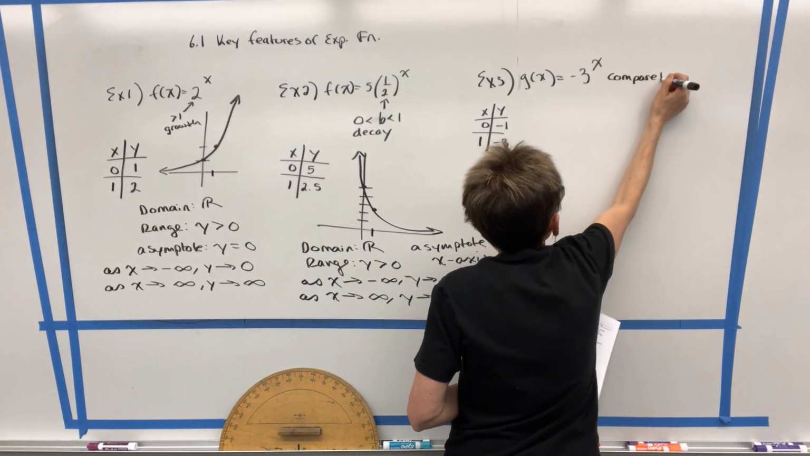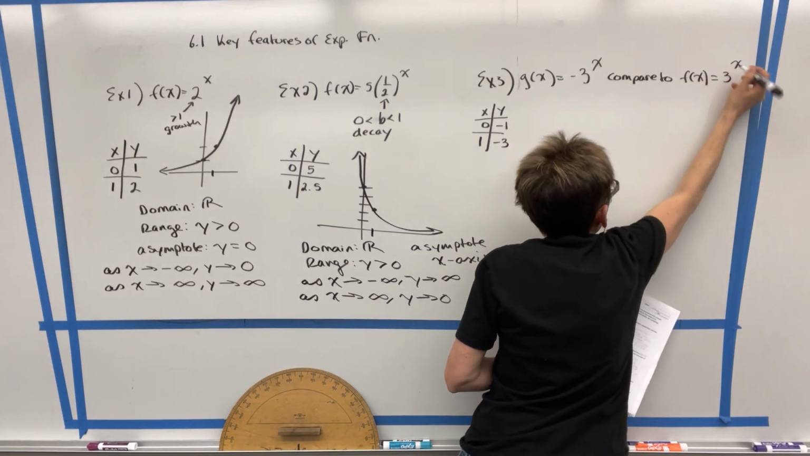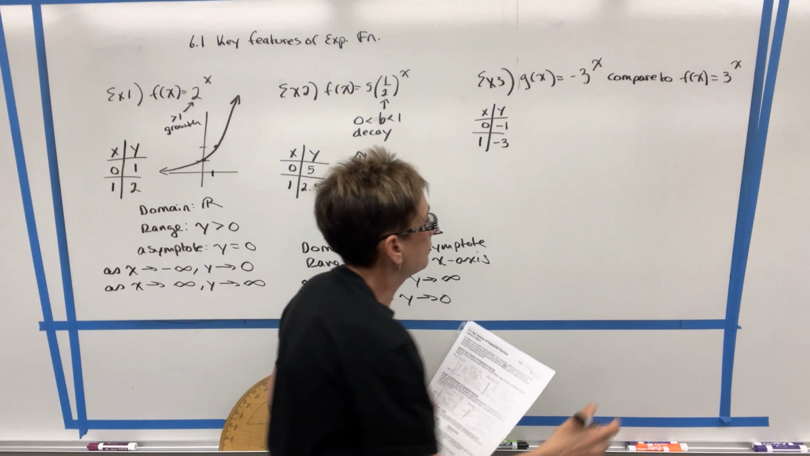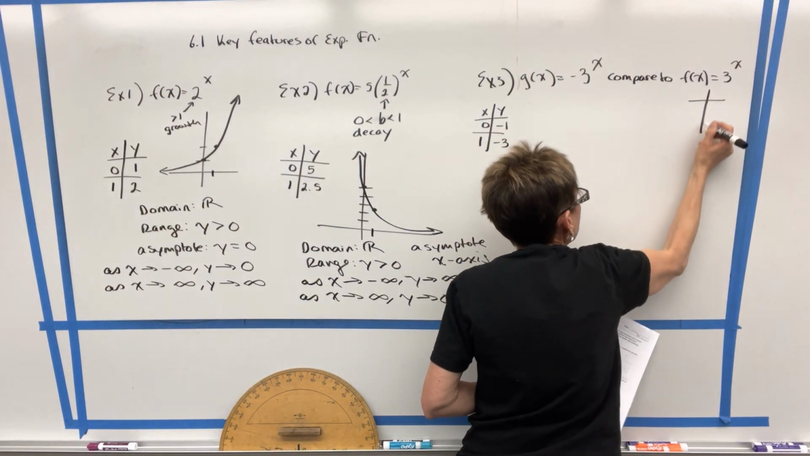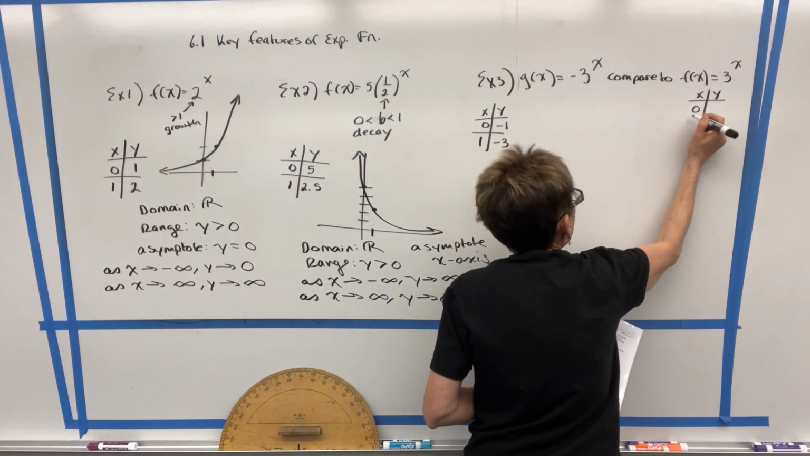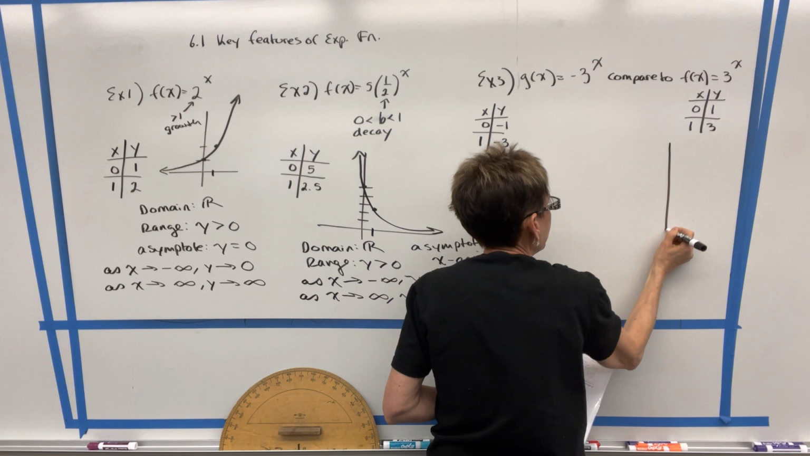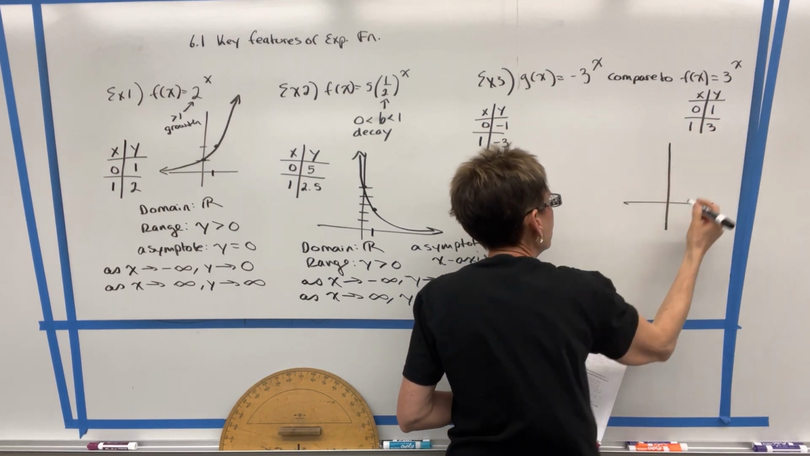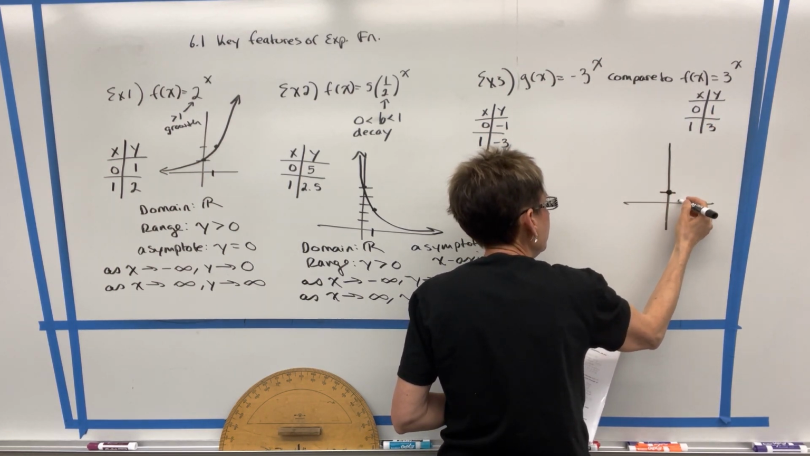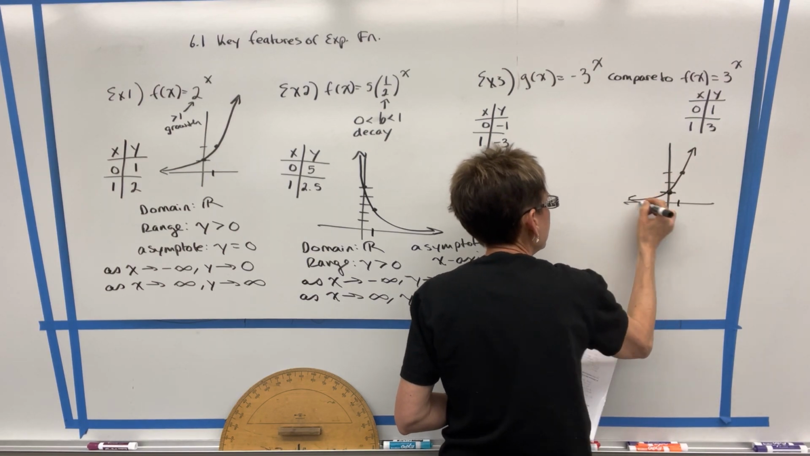Compare to f of x equals 3 to the x. If I was going to do a little t-chart for 3 to the x, when I plug in 0, I would get 1, and when I plug in 1, I would get 3. So this parent function that goes through (0, 1) and (1, 3) is going to look like this.